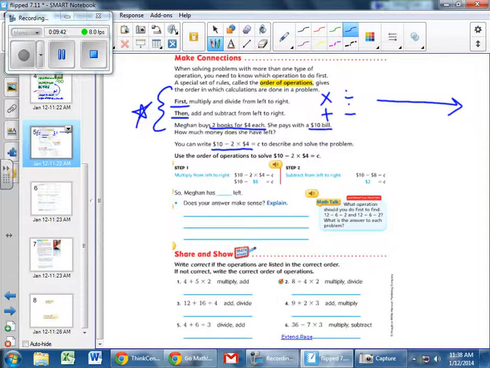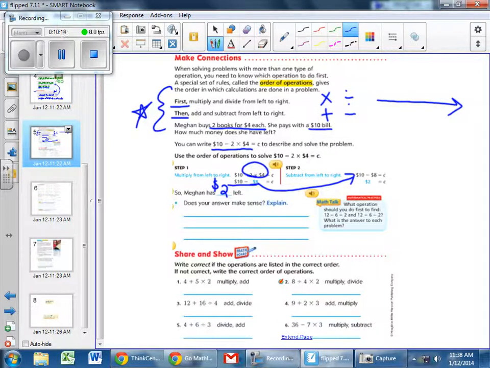Use the order of operations to solve the 10 minus 2 times 4. Okay, so first you're going to multiply left to right. So you're going to do this part of the problem first, 2 times 4, which equals 8. Now you have 10 minus 8. That is what you have here. So you have 10 minus 8, and it gives you $2. So Megan has $2 left.